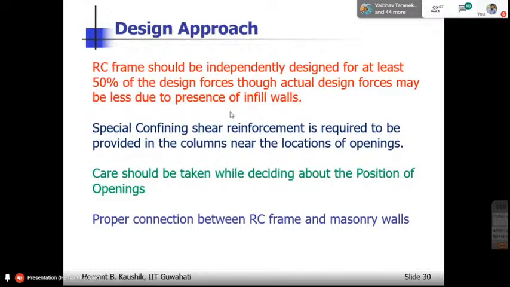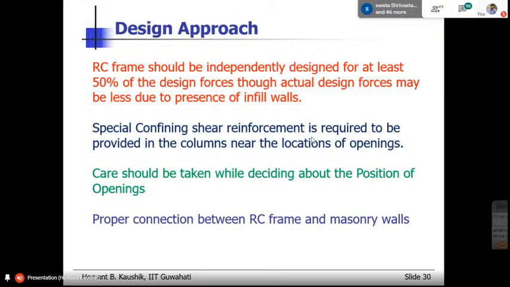Now, how to account for the additional shear force? Once you know what the shear force is, then we have to provide special confining shear reinforcement in that zone. So there is a code, that is Eurocode. It says that whenever you have infill wall in an RC frame, the entire length of the columns should be provided with the special confining shear reinforcement. The current code says only in the plastic hinge zones we have to provide the special confining shear reinforcement.